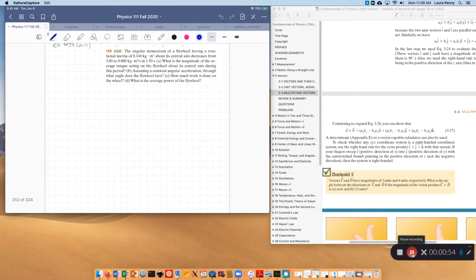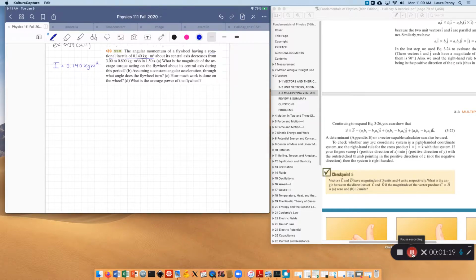So it says having rotational inertia of 0.140 kilogram meters squared. So a rotational inertia, remember that's I. And it also has the units for I, kilogram meter squared. So that's our rotational inertia, or moment of inertia, about the central axis.